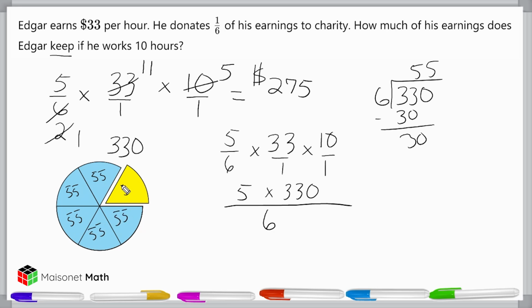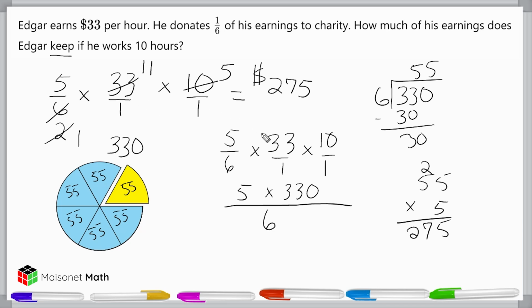Now, he gets to keep the blue slices here. That's 5 out of 6. So we could take that $55 and just multiply that by 5. And that would give us 275, like we did straight away here. Now, this is the way that I like to do a problem like this. However, sometimes it's good to do a little illustration just so we can understand more in depth what each part of this means right here.